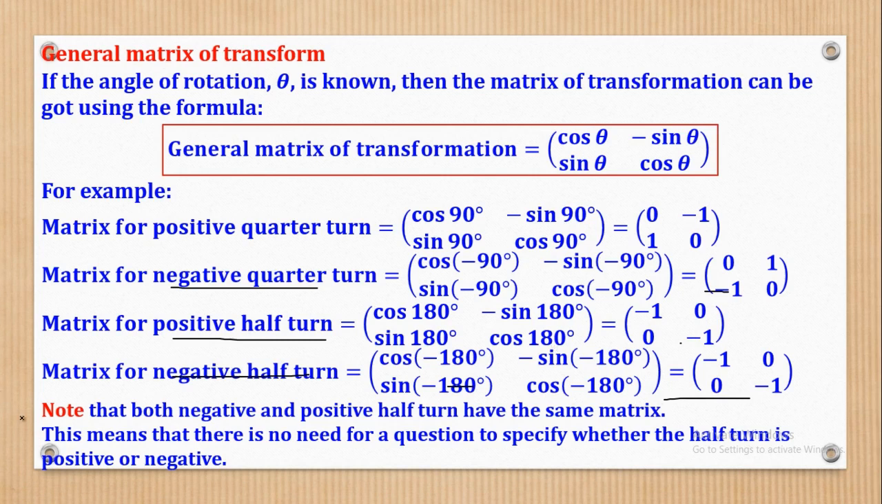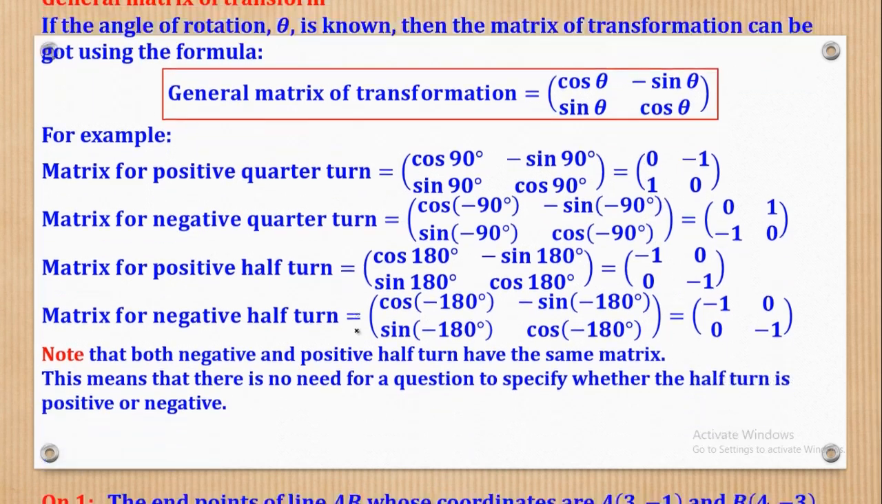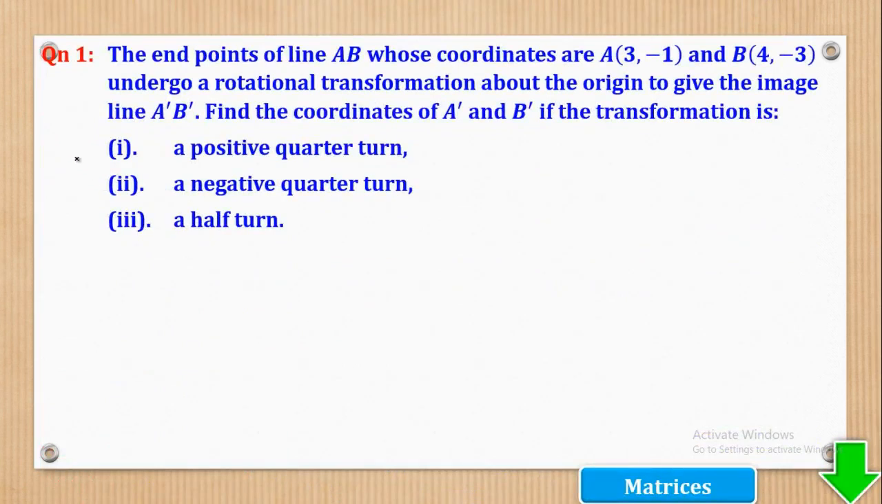Now, something we need to note is that both the negative and positive half turn have the same matrix. That means that there is no need for the question to specify whether the half turn is positive or negative. They will just say half turn. So it is up to you to choose either negative 180 or positive 180. But for quarter turn, they have to specify whether it is positive or negative, since these two are different. So with that, we shall go through some of the questions.